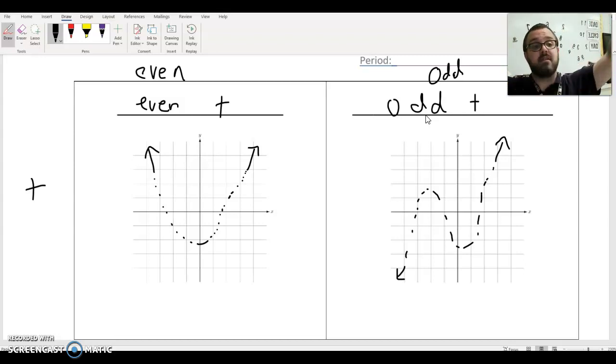And that's for every polynomial. All we have to do is look at that leading coefficient and that degree, and we'll know exactly what it's doing for its end behavior, what's happening at the ends.